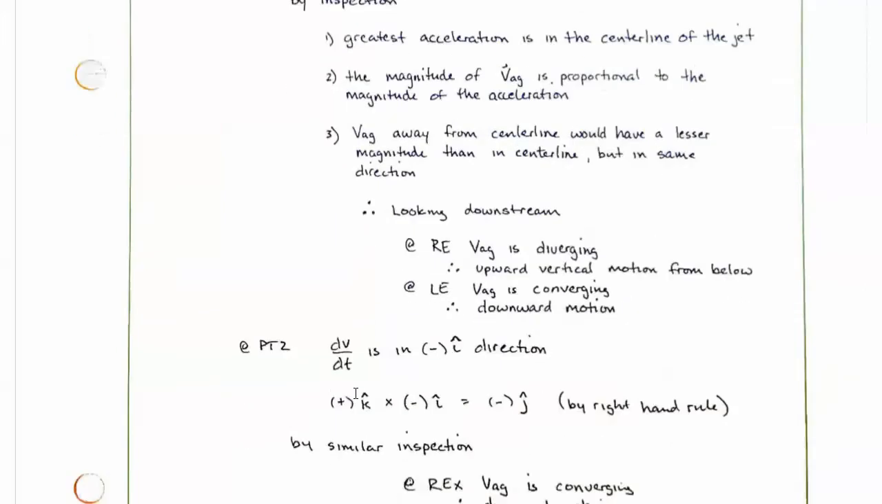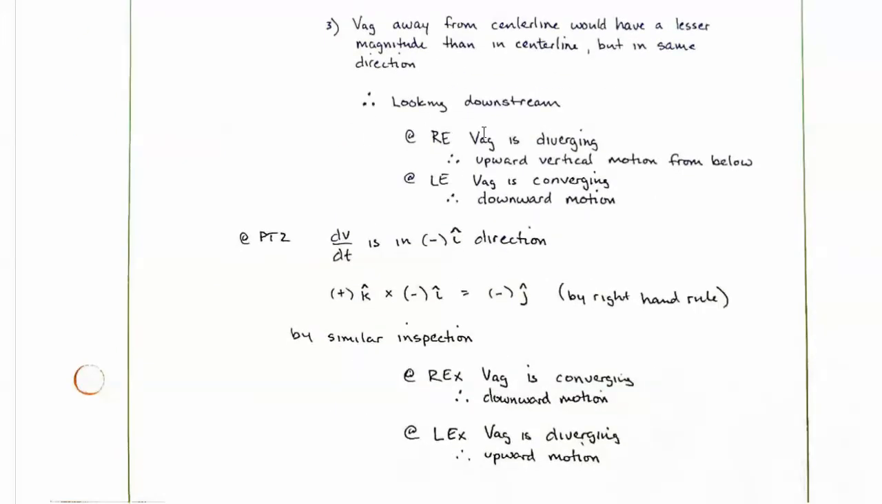So we've already talked about this, but looking downstream, right entrance, we've got divergence, upward vertical motion. Left entrance, we've got convergence, downward motion. If we move to point 2, which is over there on the exit side, we see that we have right exit converging and left exit diverging, again supporting downward motion where you have convergence and upward where you have divergence.